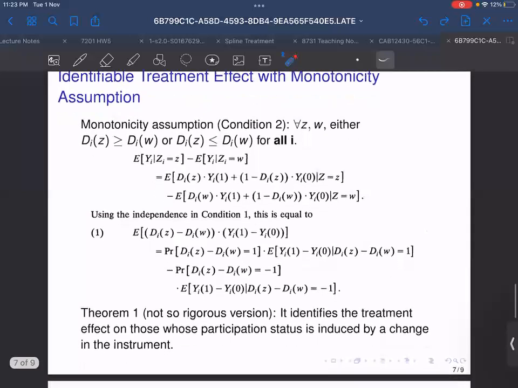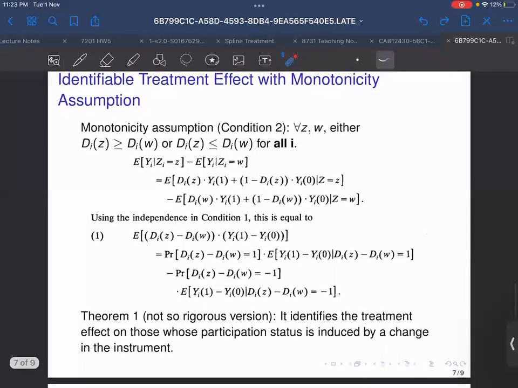The monotonicity assumption means that for any instrumental variable values that you get, so in our example, you can only get 3 or 10, right? Then either we have D_i(z) being greater than or equal to D_i(w) for every single individual i, or D_i(z) smaller than or equal to D_i(w) for every single individual i.